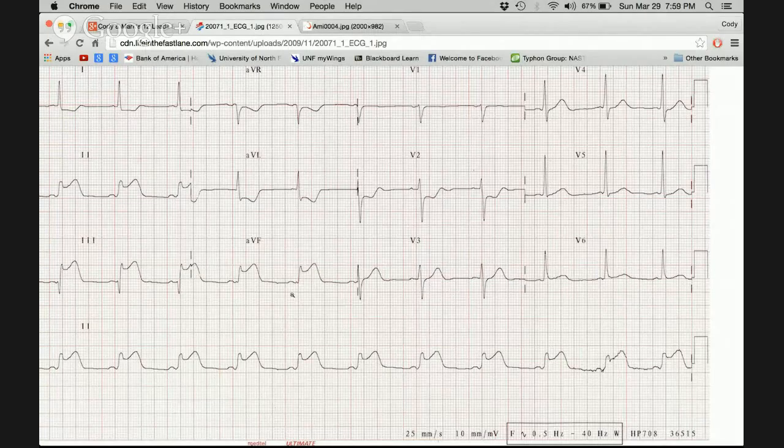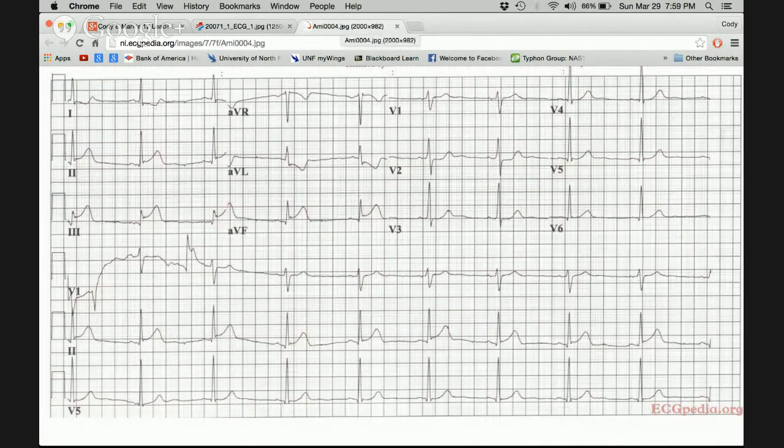So the diagnosis is sinus rhythm with ST elevation and depression in the inferior and anterior leads, affecting the left anterior descending artery and the right or left coronary artery depending on dominance. Next up is Mark.